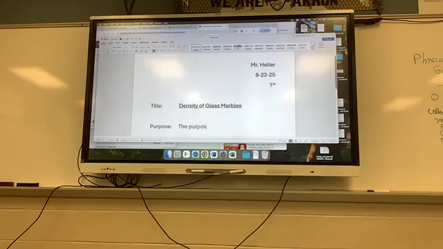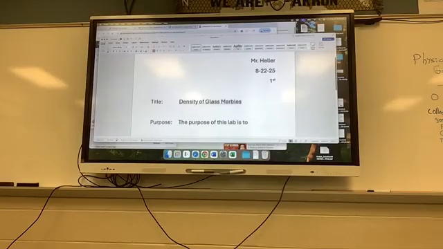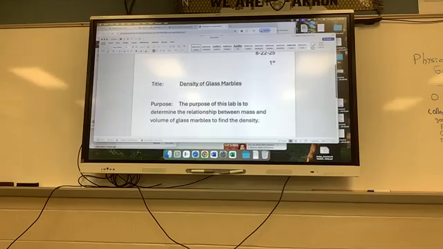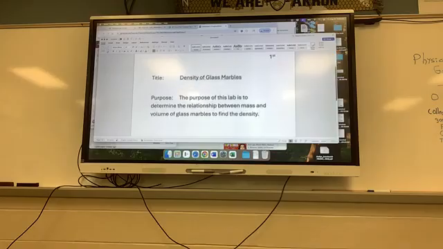The purpose of this lab is to determine the relationship, right, between mass and volume of glass marbles to find the density. That is a pretty good purpose. Now what comes after purpose?